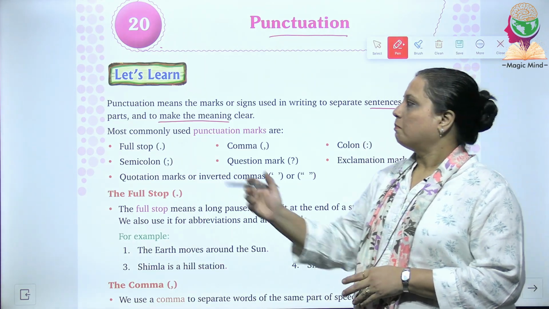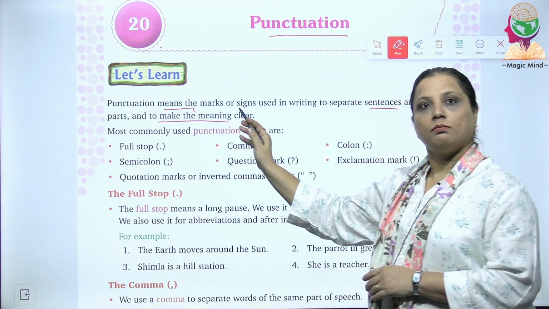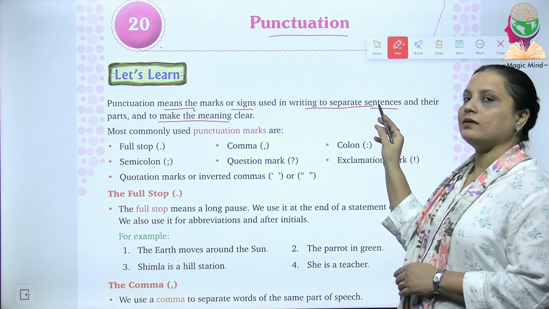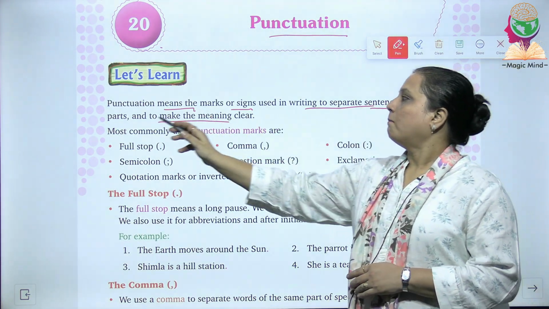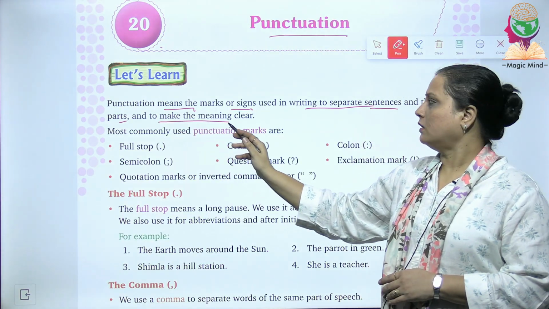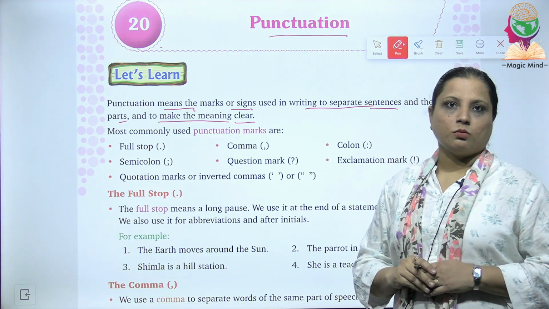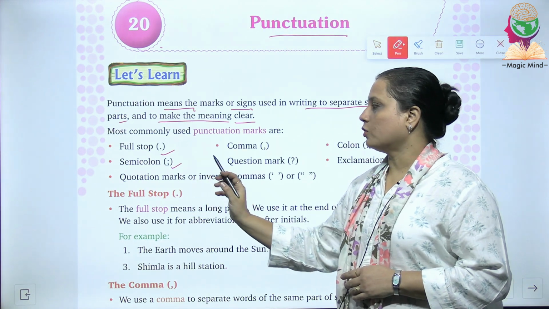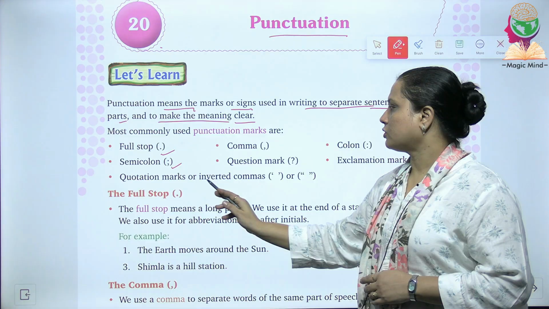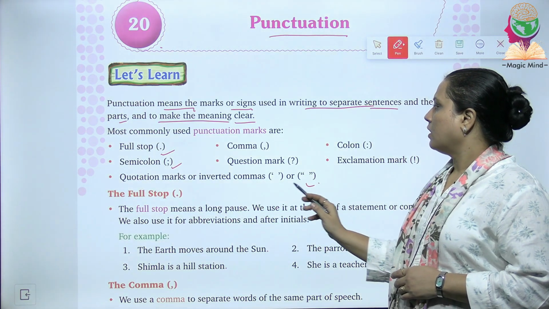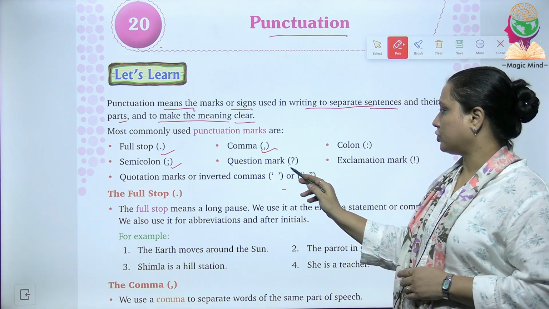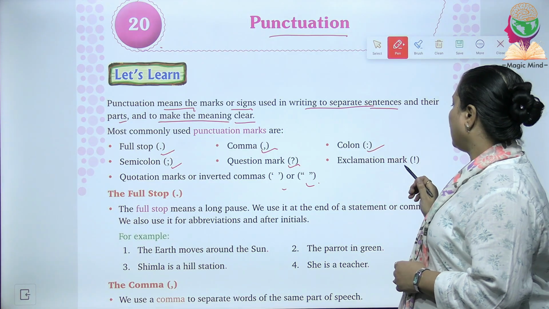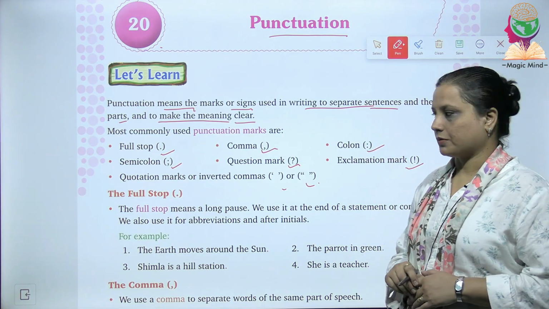The book states punctuation means the marks or signs which are used in writing to separate sentences and their parts to make the meaning clear. Most commonly used punctuation marks are full stop, semicolon, quotation marks or inverted commas, comma, question mark, colon and exclamation mark.